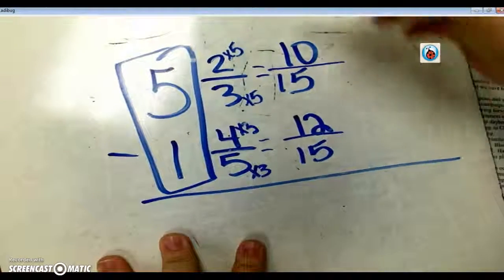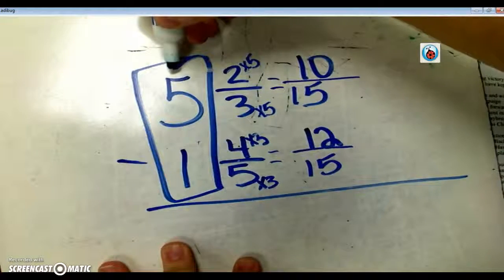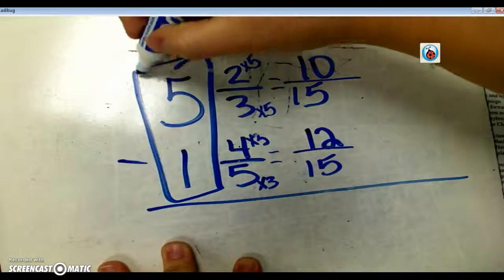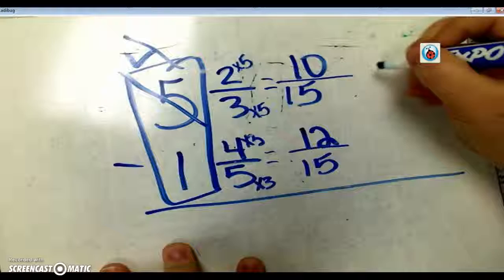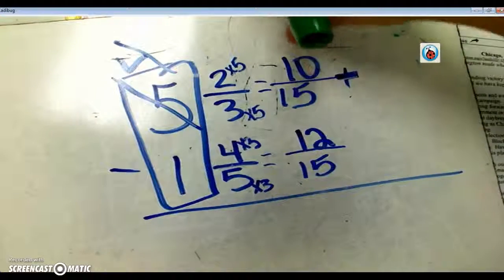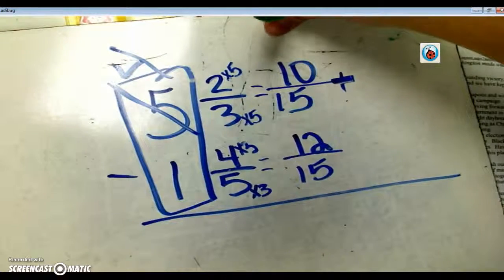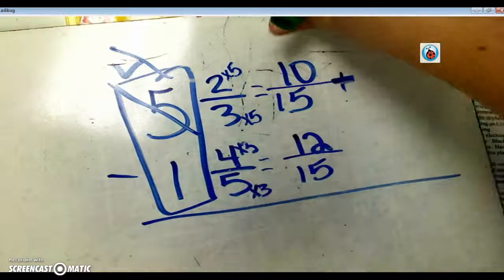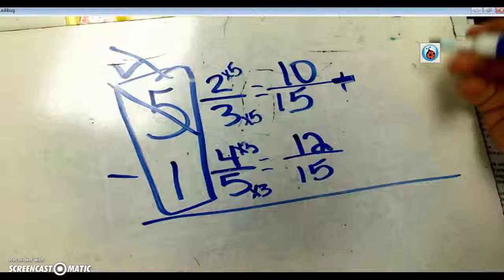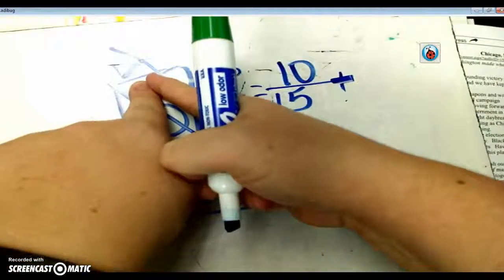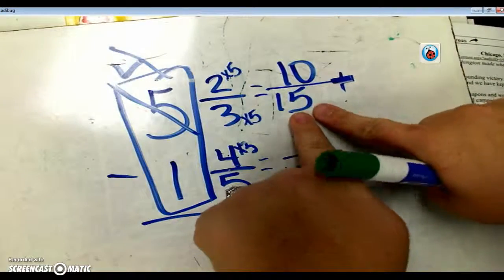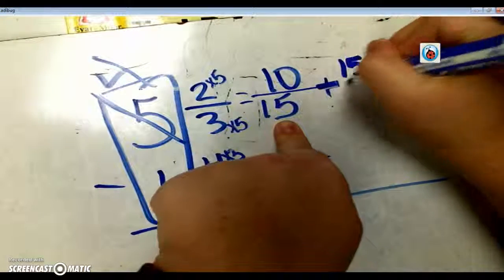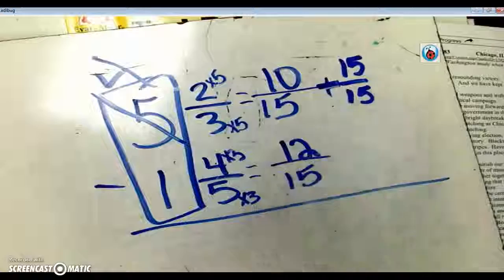Okay, so I'm going to come all the way over here to my whole numbers. Gabe, what's my 5 going to become? 4. I have to share it over here because I need to make this denominator bigger. I'm sorry. Erase that from your memory. I need to make this numerator bigger. Okay? So, the one that I borrowed from here, I'm going to look at this denominator. It's 15. The one that I borrowed, I'm going to write here as 15 over 15.